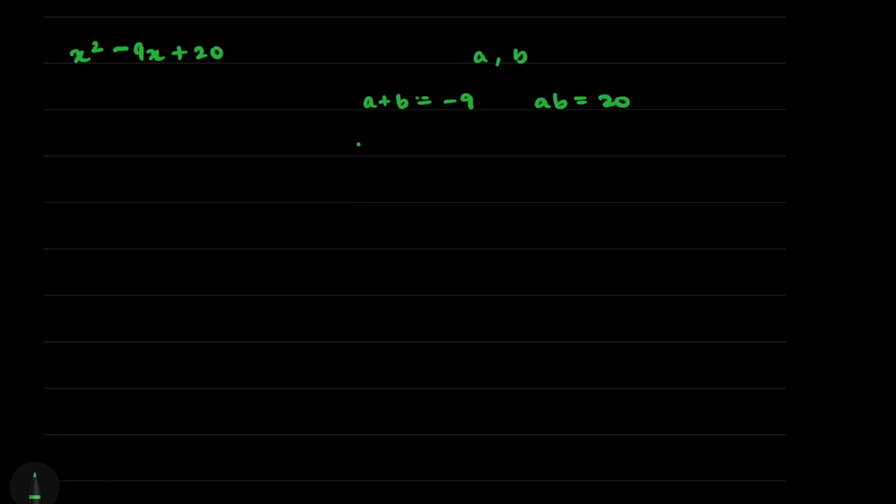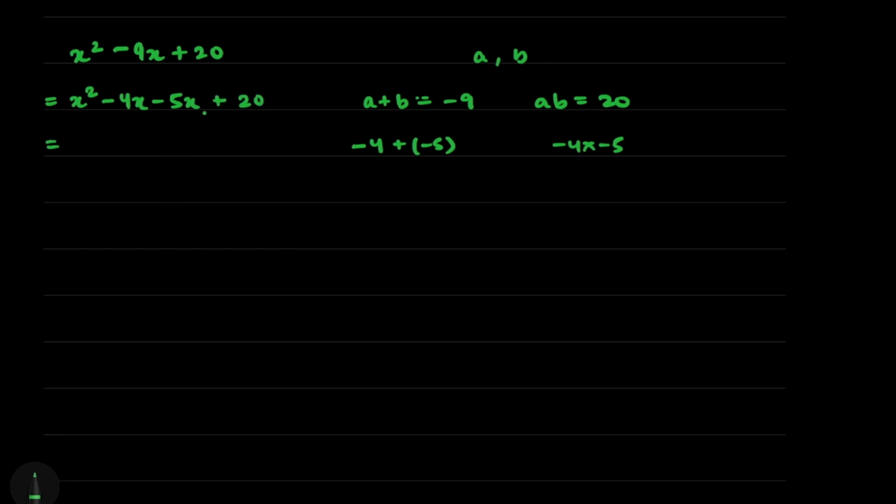So if we think that we have minus 4 and we add minus 5 to it, we'll get minus 9. And if we multiply minus 4 by minus 5, we'll get 20. So this is our assumption. And then we'll use these to factorize our expression. So we have x squared minus 4x minus 5x plus 20. Now we'll factorize.